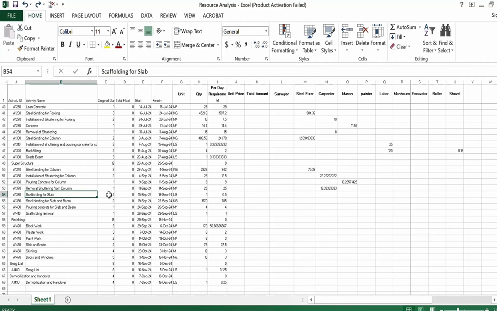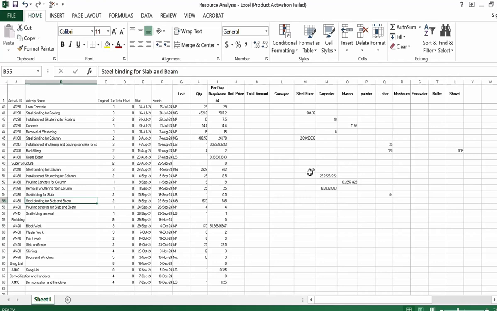Scaffolding for slab: we can assume we require 55 hours of labor to install or remove the scaffolding. Suppose we need labor for 8 hours and the duration I will put as 2 days. I will multiply it by 2, then it will give us 64 hours required in 2 days to complete the scaffolding.